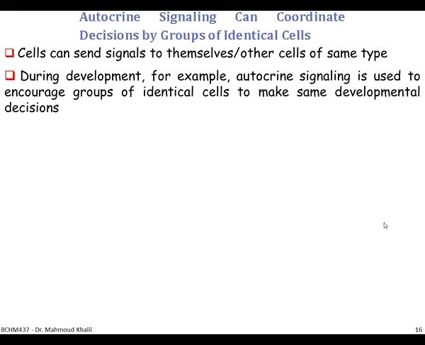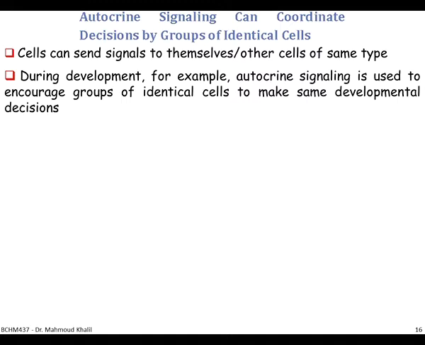So we'll talk now about autocrine signaling, which can coordinate the decision by a group of identical cells. What's the meaning of autocrine signaling? It means that cells can secrete a signaling molecule that can affect itself or can affect nearby cells. So it's a kind of paracrine as well, but once it affects itself, it's called autocrine.